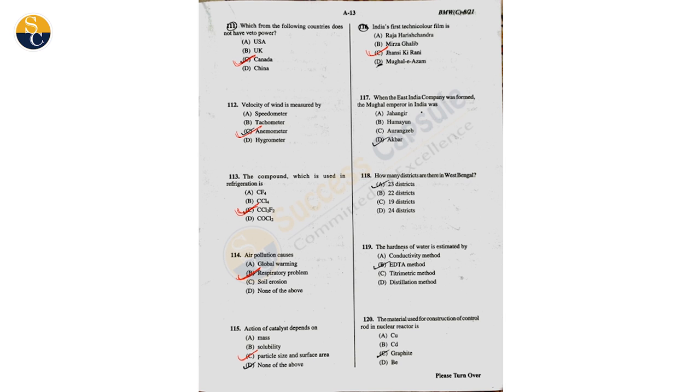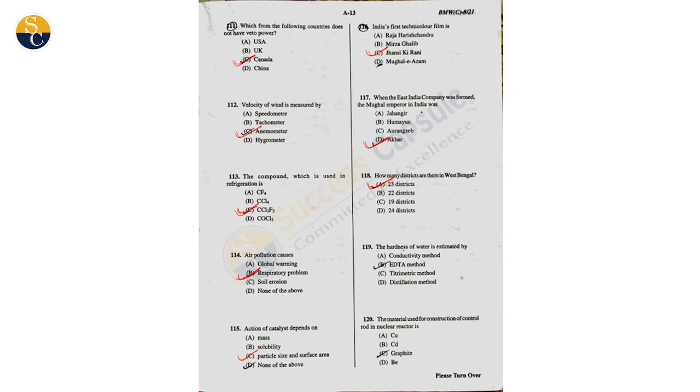Next, when the East India Company was formed, who was the Mughal Emperor in India? The company was incorporated on December 31st, 1600. And at that time, Akbar was ruling in India. So, D is the correct answer. Next, how many districts are there in West Bengal? Answer is A, 23 districts and 3 divisions. So, A is the correct answer.